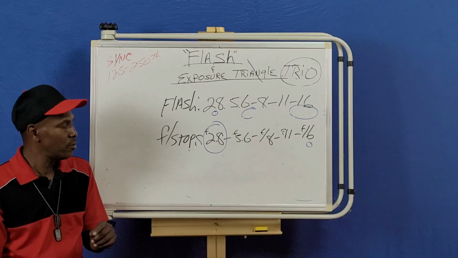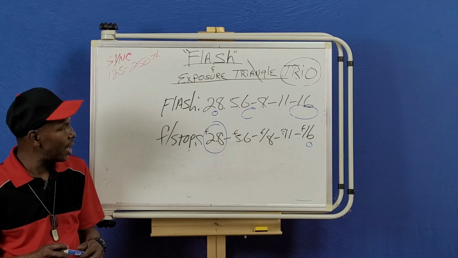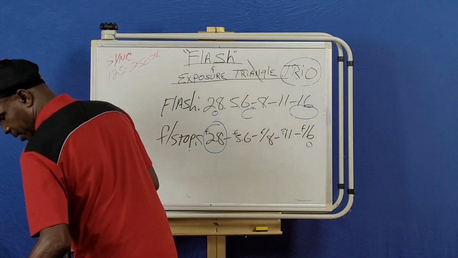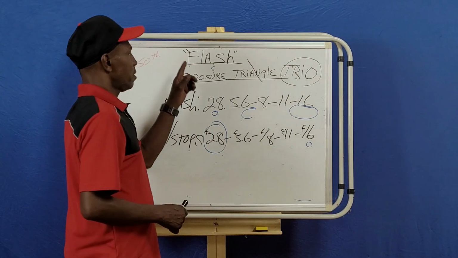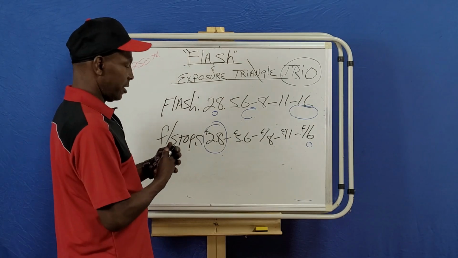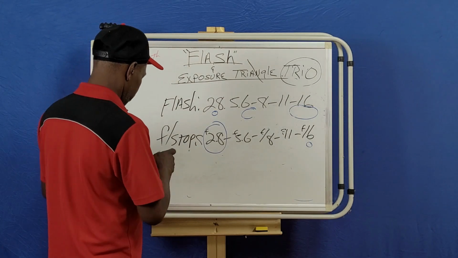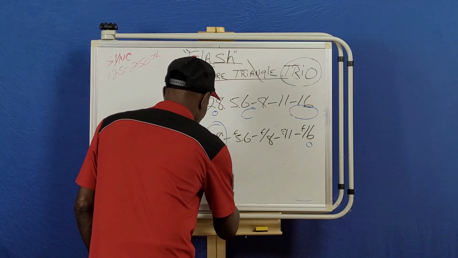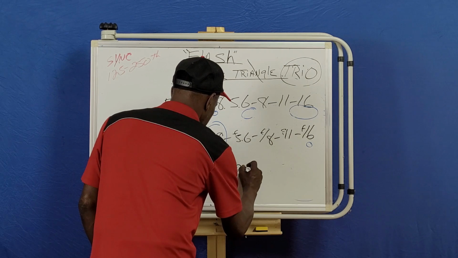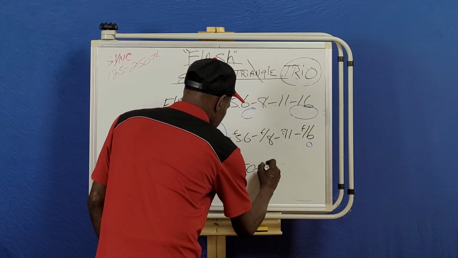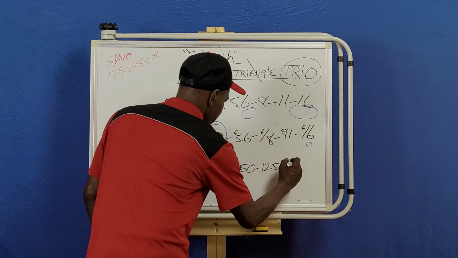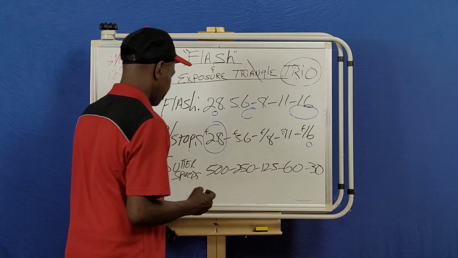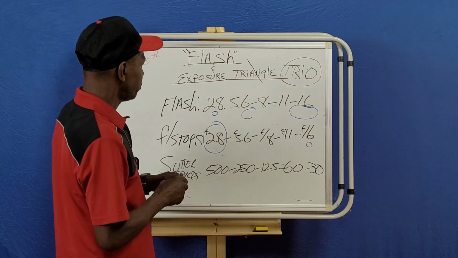There's one more element we need to add, and that will be your shutter speeds. So let's put that up there, and I want to show you how the flash and the shutter speeds react to each other. So it's the shutter speeds. And so we can still do 500, 250, 125, 60, and 30.